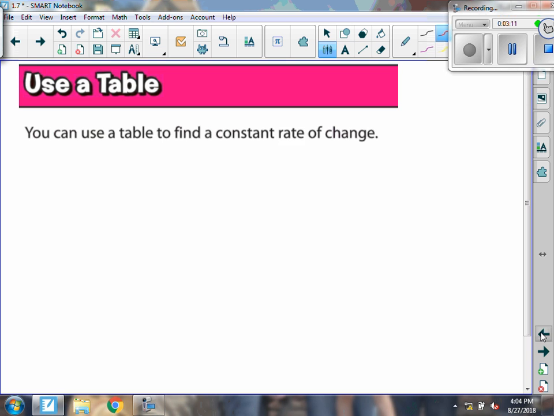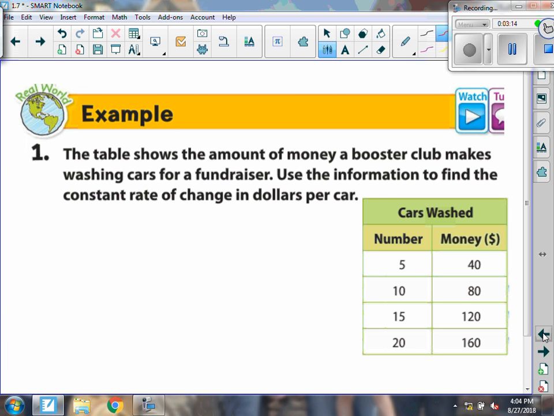So we're going to use tables to find the constant rate of change. So go ahead and pause this and copy this down. It says the table shows the amount of money a booster club makes washing cars for a fundraiser. Use the information to find the constant rate of change in dollars per car. Okay, so the first thing that we're going to do says cars washed, so it's the number of cars and the money that they got. So what's the change from 5 to 10? It's an increase in 5. From 10 to 15 is an increase in 5. And from 15 to 20 is an increase in 5.